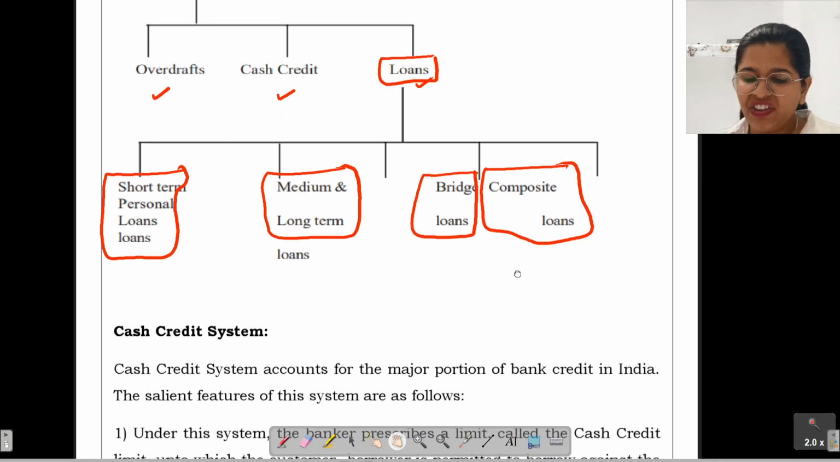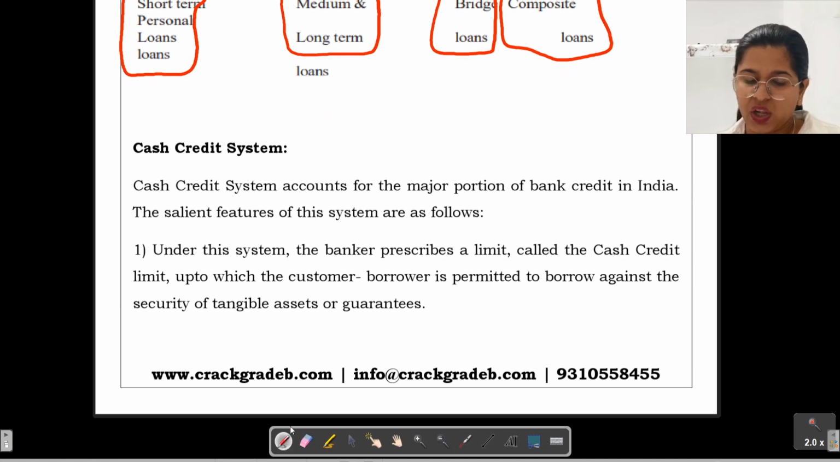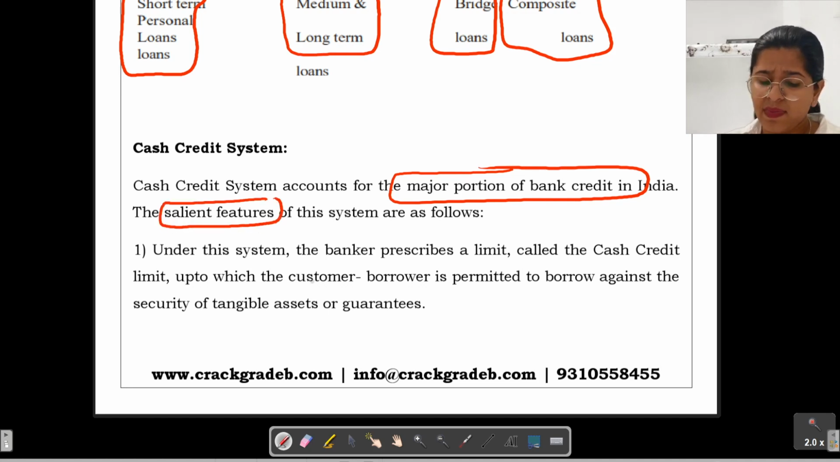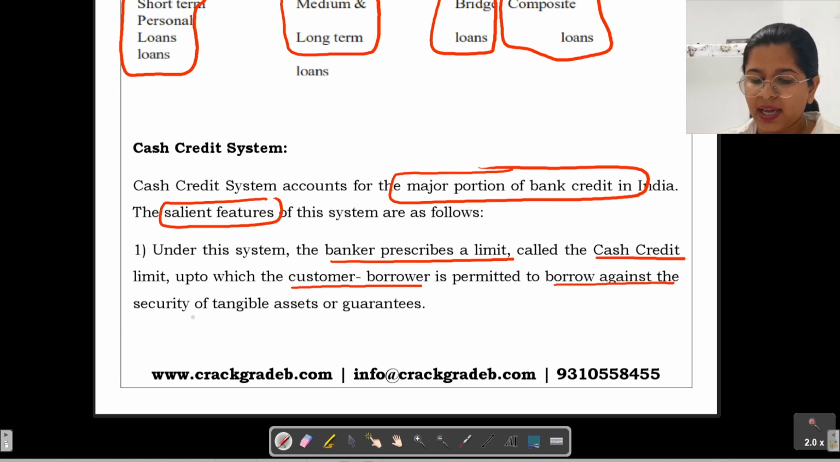So a few more features that I would like to tell you over here. First of all, the cash credit system. So this is the major portion of bank credit in India, number one thing. Now let us see some of the features of this particular system. So under this, the banker prescribes a limit. This is called a CC limit, up to which the customer borrower is permitted to borrow against the security of tangible assets or the guarantees. ठीक है, कुछ ना कुछ तो आपको देना ही पड़ता है, because if you will give something as guarantee or something as a tangible security, then only the bank is going to allot you a cash credit limit, right?